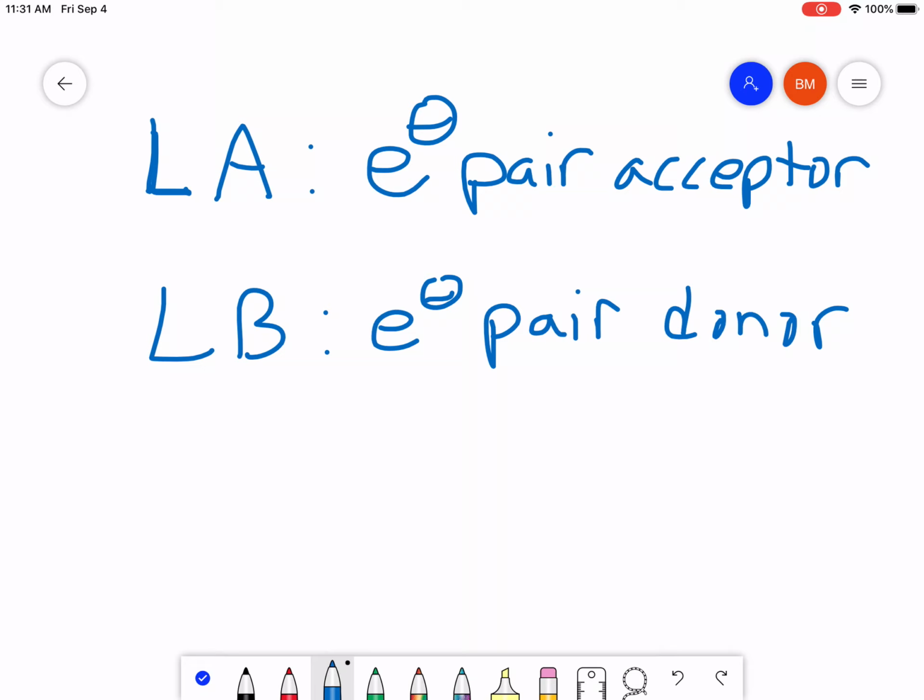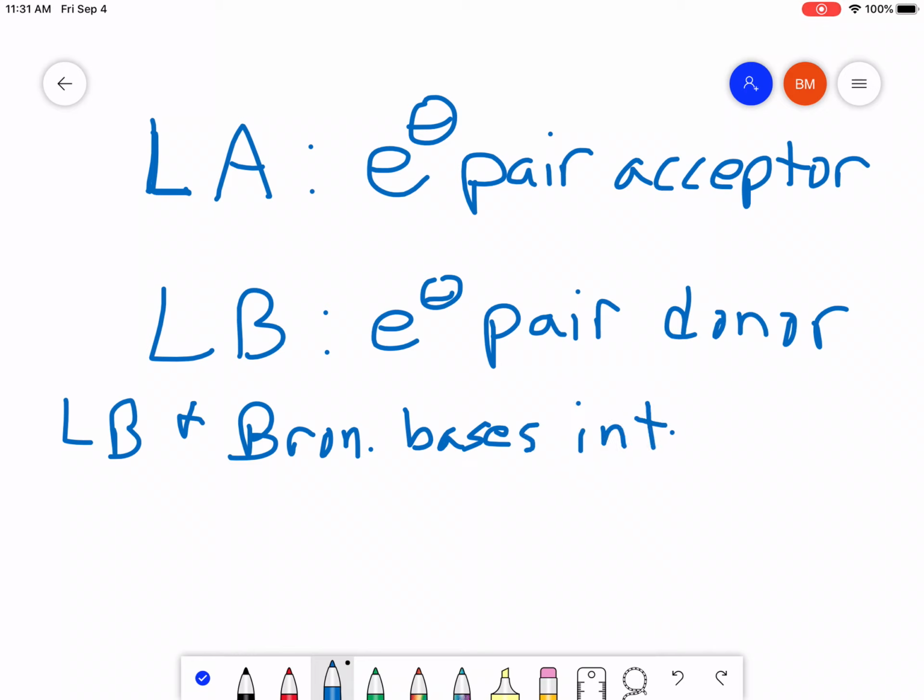Let's talk about Lewis bases first. Here's something that is pretty easy to remember. Lewis bases and Bronsted bases, they're interchangeable. This means that basically they are one and the same. If something is a Bronsted base, it's also going to be defined as a Lewis base.